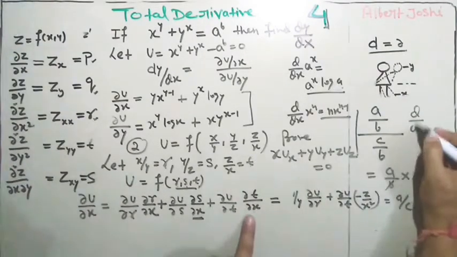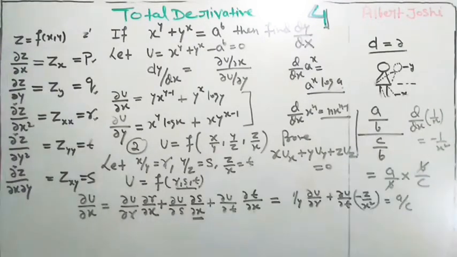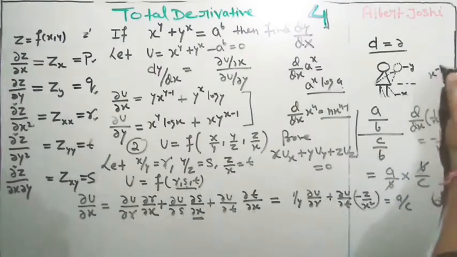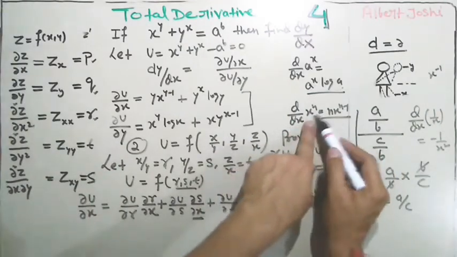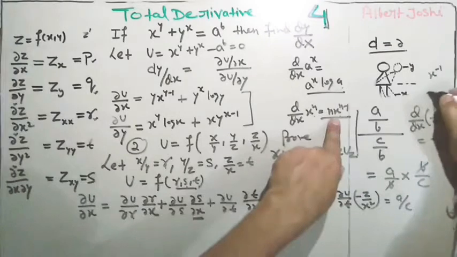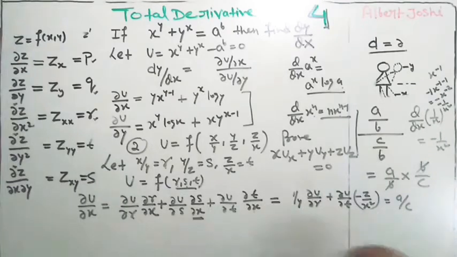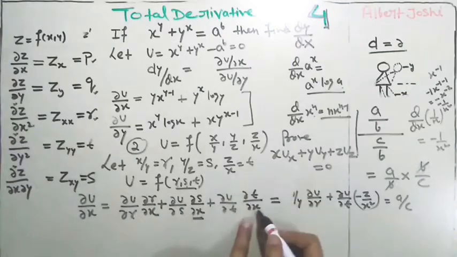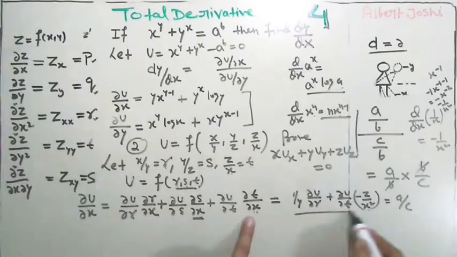Differentiation of 1 upon x, you have to remember, is minus 1 upon x square, because it is x to power minus 1. Then you have to use this formula: d upon dx of x to power n is equal to n x to power n minus 1. So you are getting minus x to power minus 2. Then this is minus 1 upon x square. So we have written this one. Z is z. You have to differentiate t with respect to x. Z is constant and the derivative of 1 upon x is minus 1 upon x square. This is the first answer.